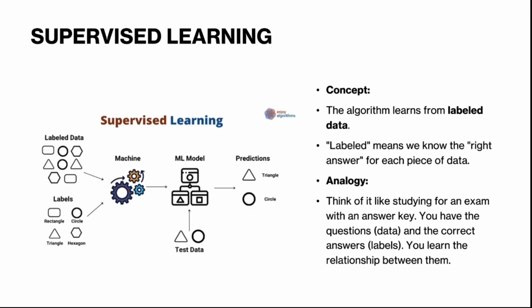Supervised learning. As you can see in the image, we have the labeled data along with the labels. So both the data and the labels are fed into the machine learning model, and it learns the correlation based on your labels and accordingly finds patterns and makes predictions on the test data. So basically the algorithm learns from labeled data. Labeled data is obviously going to be right the majority of the time, which is a major part of your pre-processing.